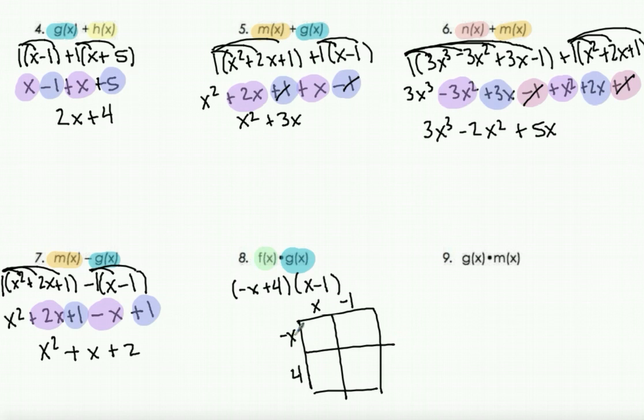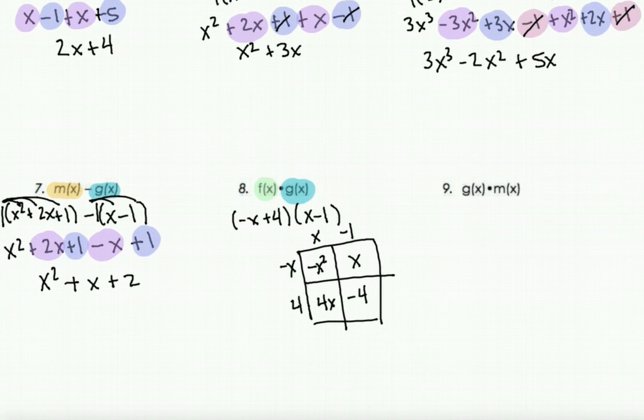So when I multiply inside my box, negative x times x gives me negative x squared. Negative x times negative 1 gives me positive x. 4 times x gives me 4x, and 4 times negative 1 gives me negative 4. At that point, I'll take all of my terms out, so negative x squared plus x plus 4x minus 4, and then I'll combine my like terms. So my like terms would be my x and my 4x, and that would give me negative x squared plus 5x minus 4.